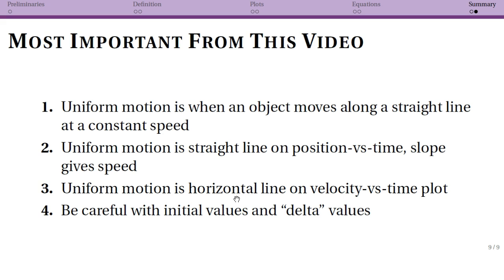We'll have a horizontal line on the corresponding velocity versus time plot, and it's really important when mathematically working with this that you're careful with initial values, that you don't set things equal to 0 that are not 0, and the delta values, the change in position, the change in time, that you actually make sure you're using final minus initial there.